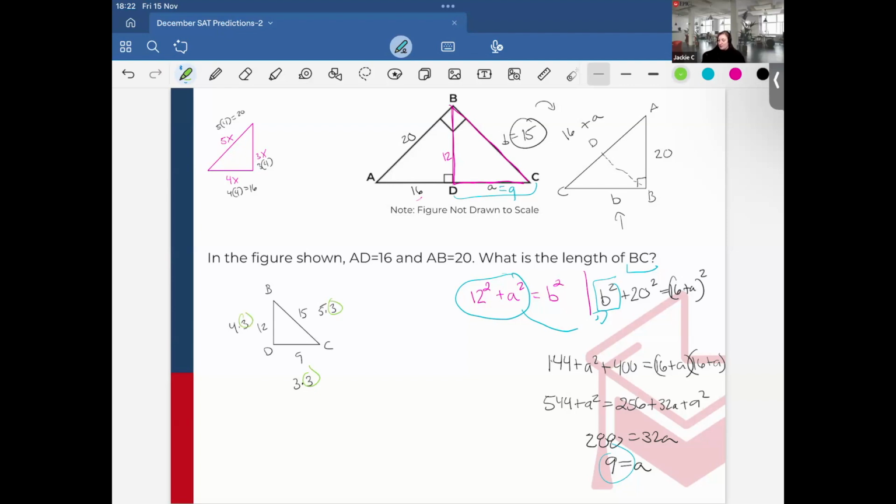Multiples of 3, 3, 4, 5. Wasn't that so amazing?